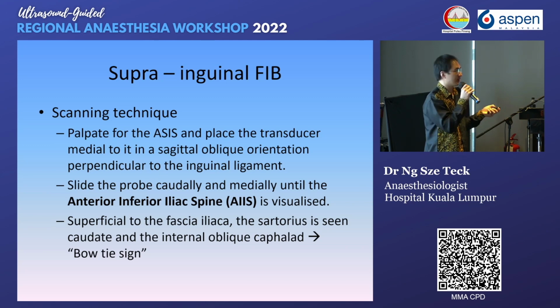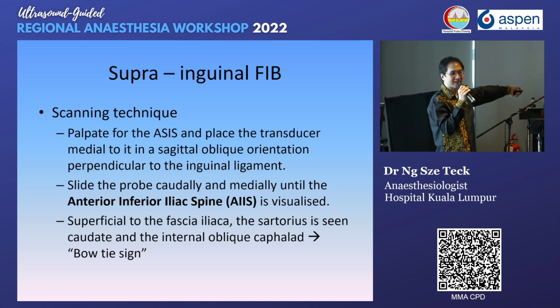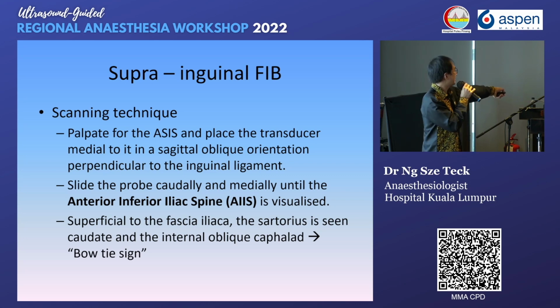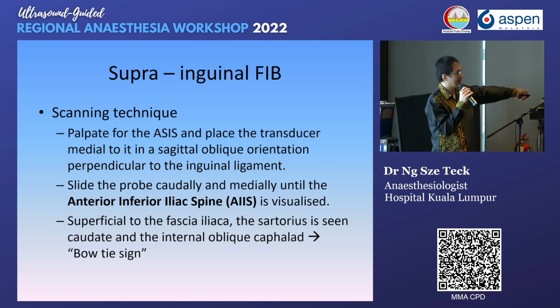How do you do the suprainguinal approach? First of all, you must identify the ASIS, and you just place the transducer medial to it. Okay? We find that this technique is a bit easier. You just identify the ASIS and slide your probe medially and rotate a bit to get that orientation. Rotate your probe into an orientation perpendicular to the inguinal ligament. Then you slide your probe caudally and medially until you identify the anterior inferior iliac spine.